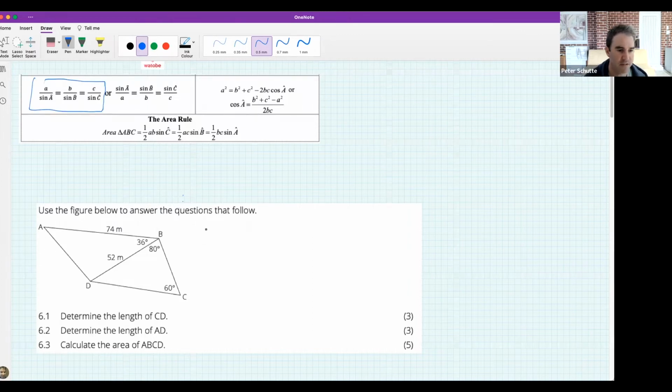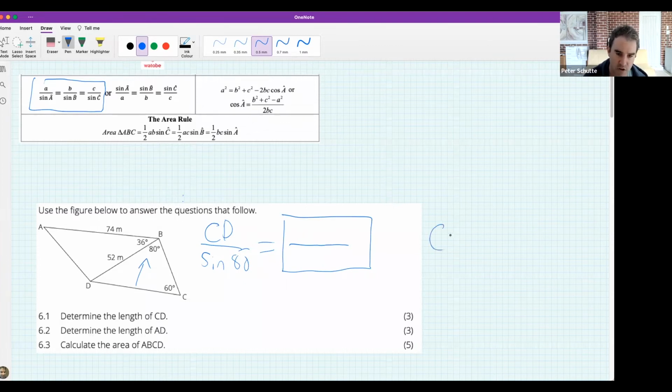The side I want to find is CD. So I go CD over the sine of the angle opposite CD, which is, what's opposite CD? It's 80, so the sine of 80. And then I will let you guys try and complete. What do you think is on the other side? And then once you've got those other 2 bits, what is the final answer for CD going to be?